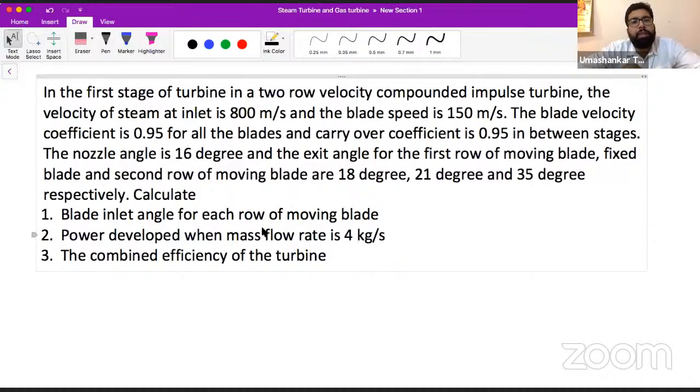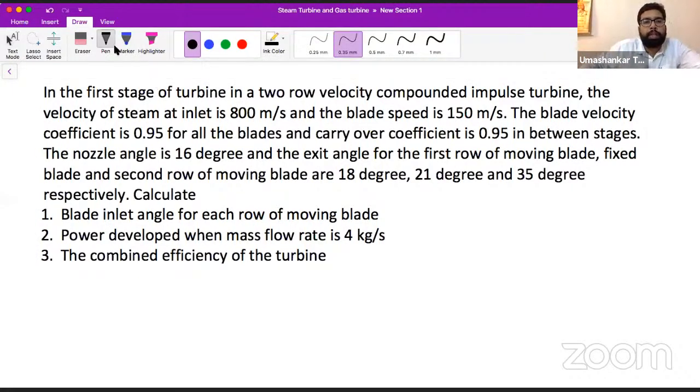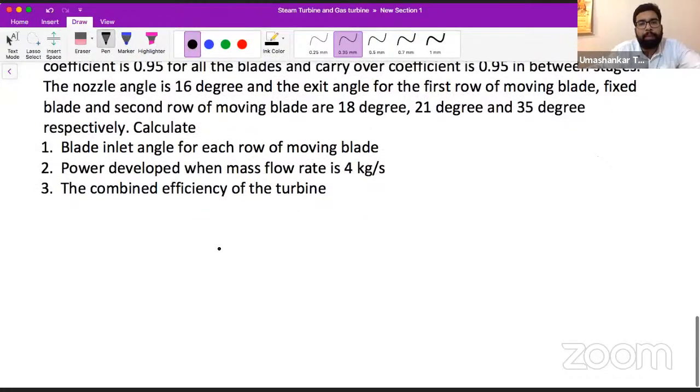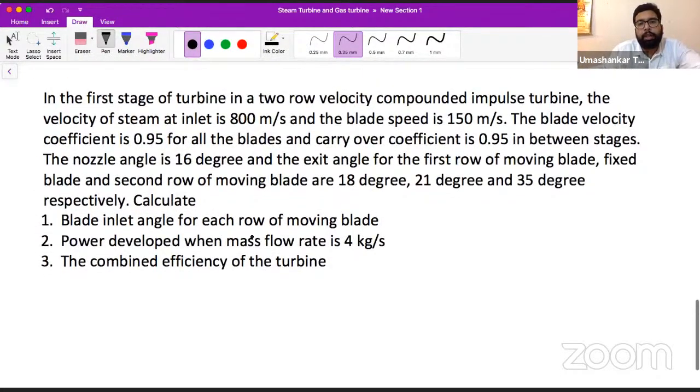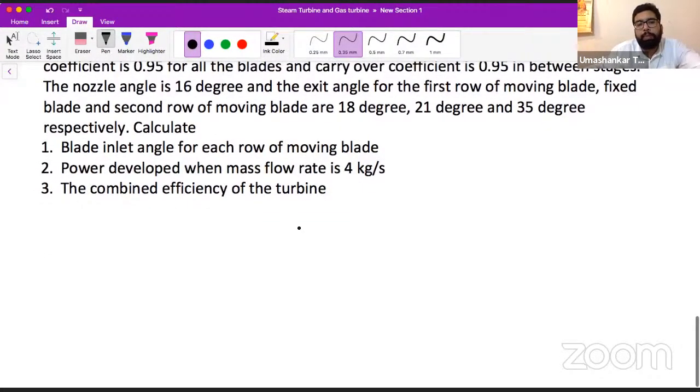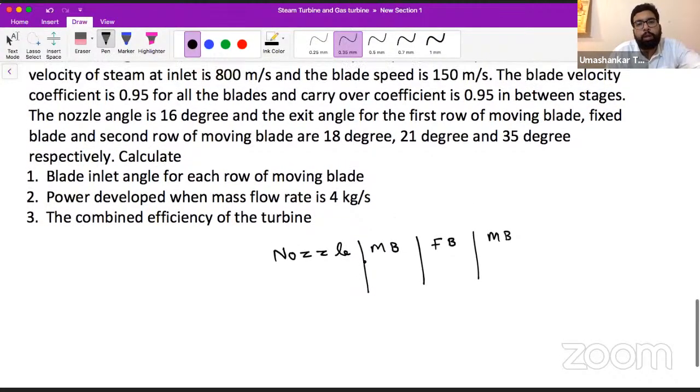If you have seen the previous session, we have understood how to draw the velocity triangle. So now let's see what is happening in a two-row velocity compounded steam turbine. We have a nozzle. The nozzle is followed by a moving blade, then a fixed blade, and this fixed blade is followed by a moving blade. This is how a two-row Curtis turbine is.